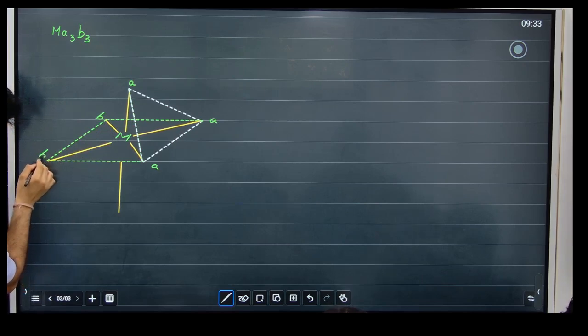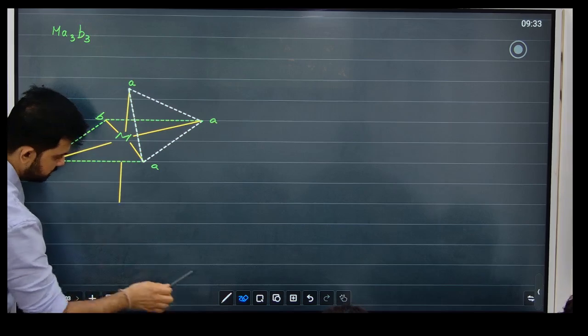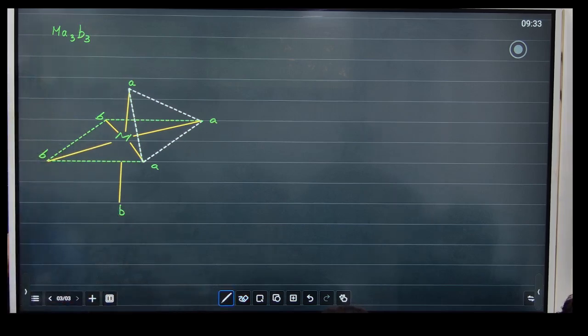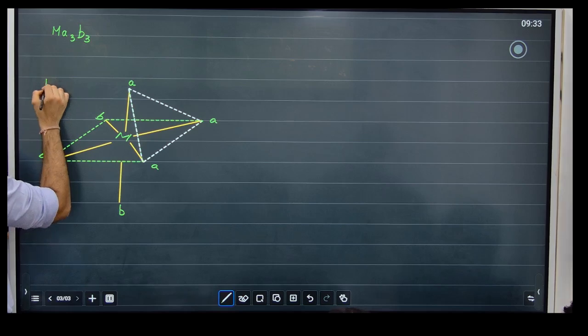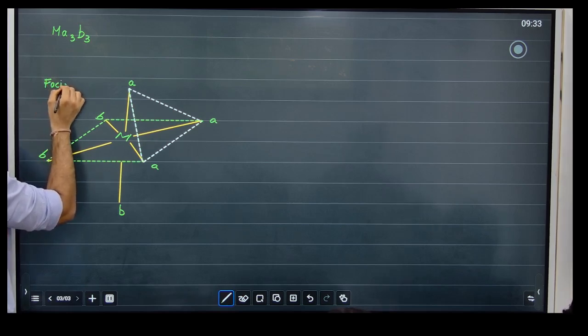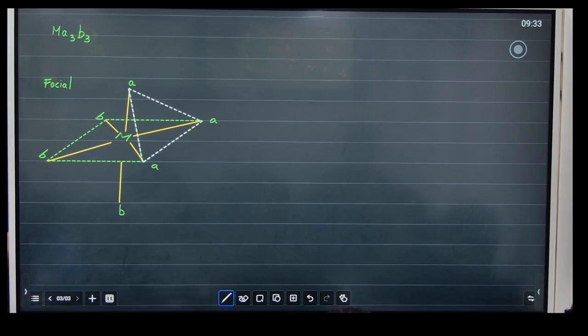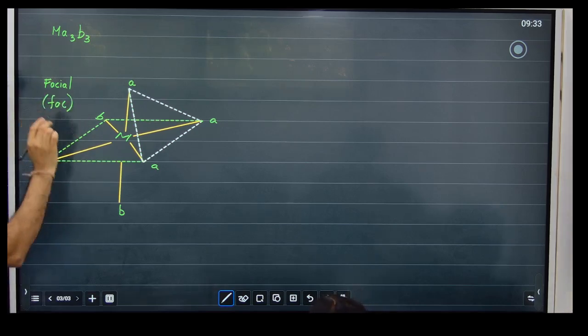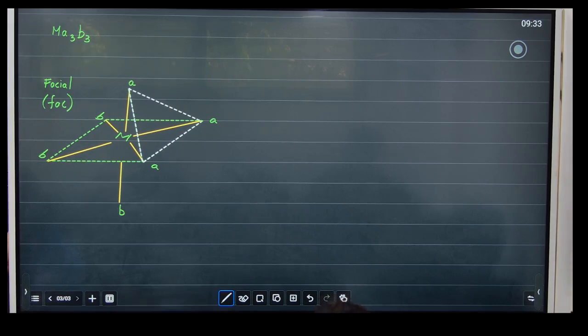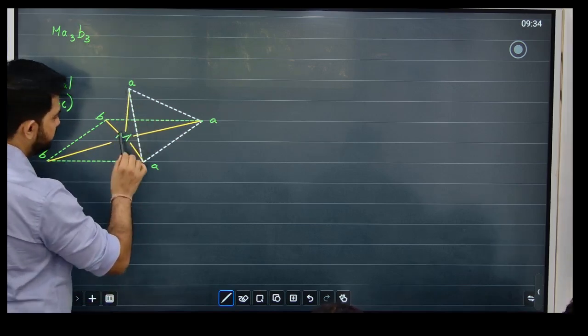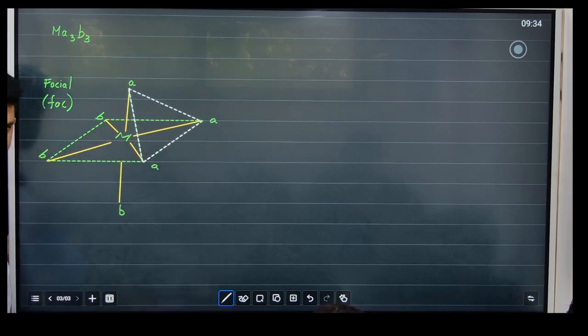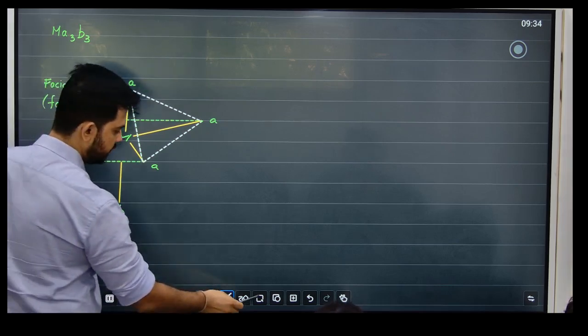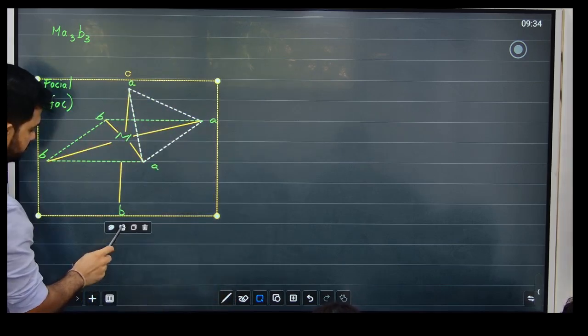Similarly, B and B, join them opposite. You'll get a triangle, the face of a triangle. This isomer is called facial, face of a triangle, or FAC. Getting that? Basically, they are all cis positions to each other. Yes or no? Now change one cis into trans.